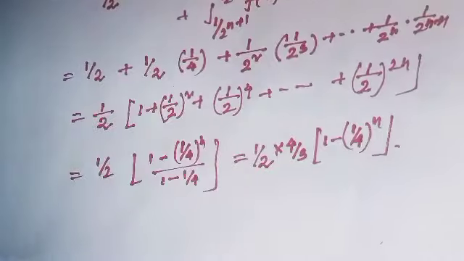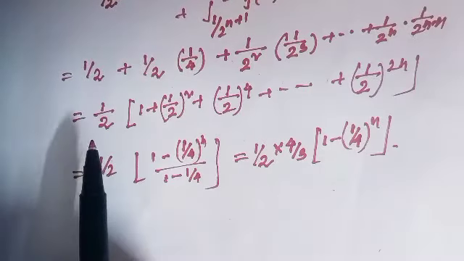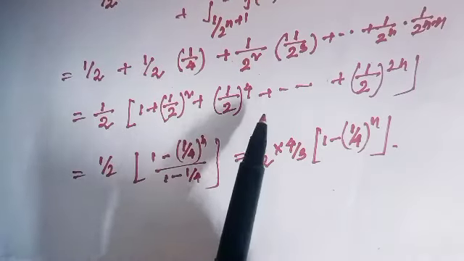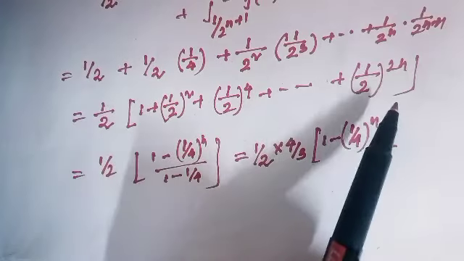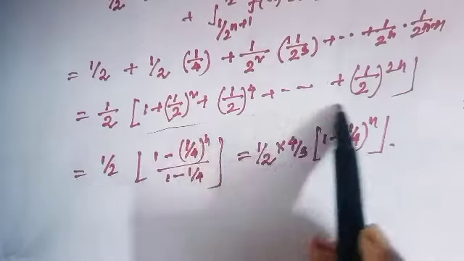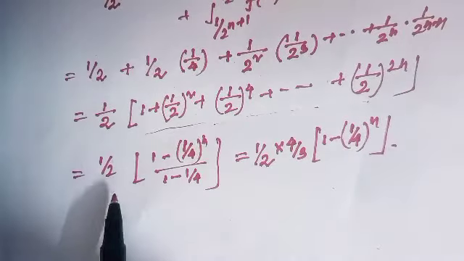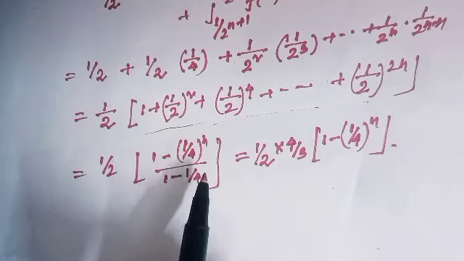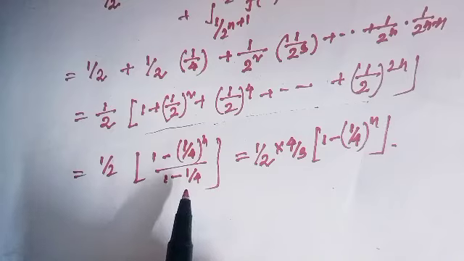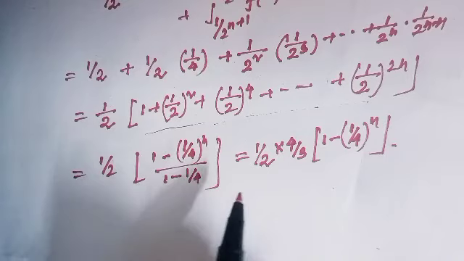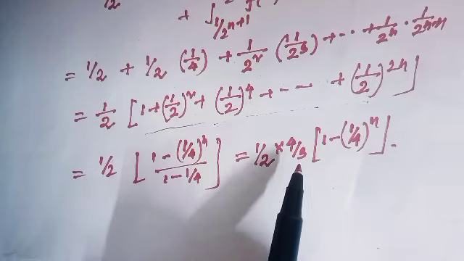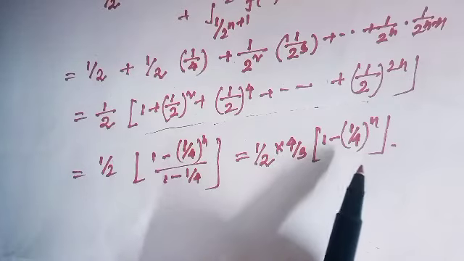If we simplify this, this would be half times (1 plus half square plus half to the power 4 up to half to the power 2n). Notice this is a geometric series, so this value equals half times (1 minus 1 over 4 to the power n) over (1 minus 1/4), and this is equal to half times 4 over 3 times (1 minus 1 over 4 to the power n).